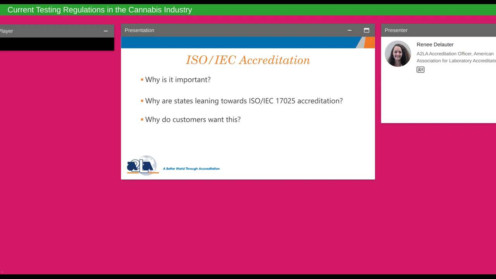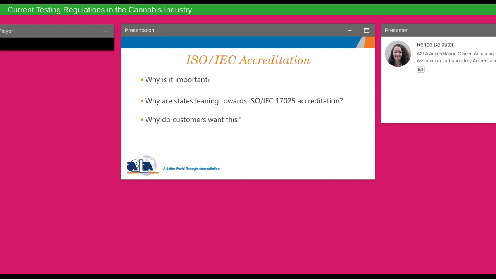I want to highlight the ISO IEC 17025 accreditation specifically because there are many other accreditations out there. ISO IEC 17025 accreditation is recognized internationally and builds off the quality requirements for ISO 9001, but adds technical competency requirements for labs. This is super important for cannabis labs considering there are very few standard methods for testing cannabis.